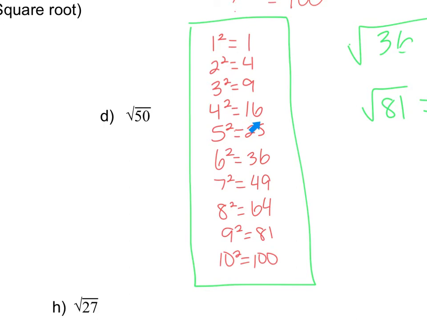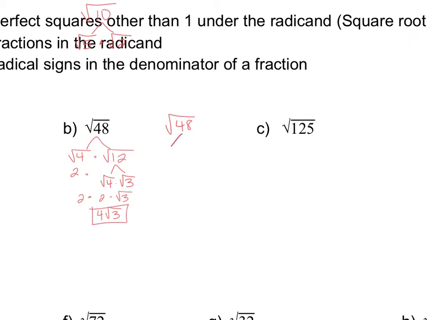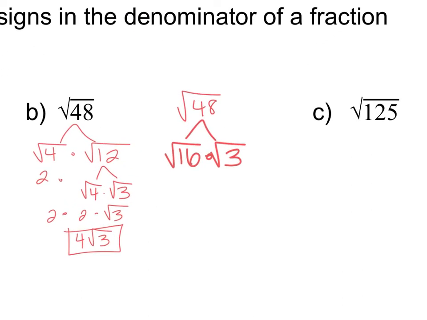So then you're going to see, does 16 divide evenly into 48? Yes, it does. So we're ready to begin. Okay, so this would be the square root of 16 times the square root of 3, because 3 times 16 is 48. If you need to use a calculator to divide to see if they go in evenly, there's nothing wrong with that. Go ahead and do it.